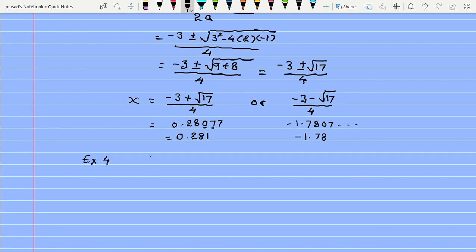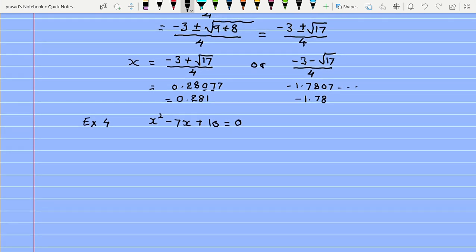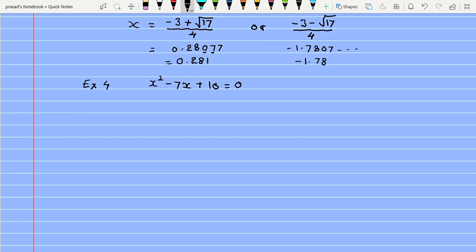Take this one. x square minus 7x plus 10 equal to 0. Now already you have seen the factorization method in which you find out the factors of 10 such that the sum is 7, and you know that it is 5 and 2. But many times students get confused while factorizing, so they even can use this formula method. Now here a is equal to 1, b is negative 7, c is 10.